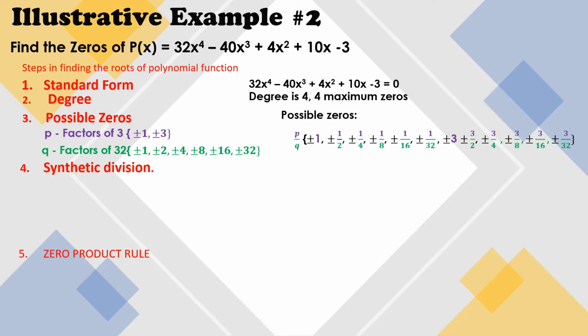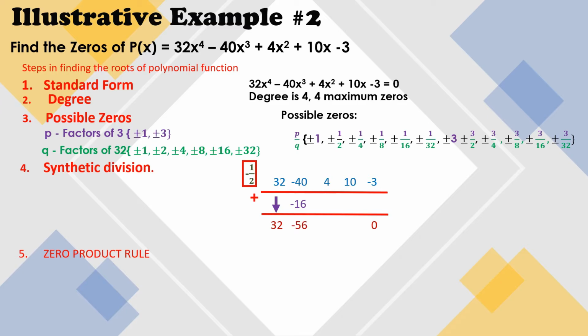We can now proceed to step 4, which is to use synthetic division to find the zero. So we set up our synthetic division, and our aim is to have the last digit on our third row equal 0. So we pick a number from our possible zeros. Let's have negative 1/2. Then we apply the synthetic division. So bring down 32. Then multiply. That's negative 16. Add, that is negative 56. Multiply, that's positive 28. Add, that's 32.